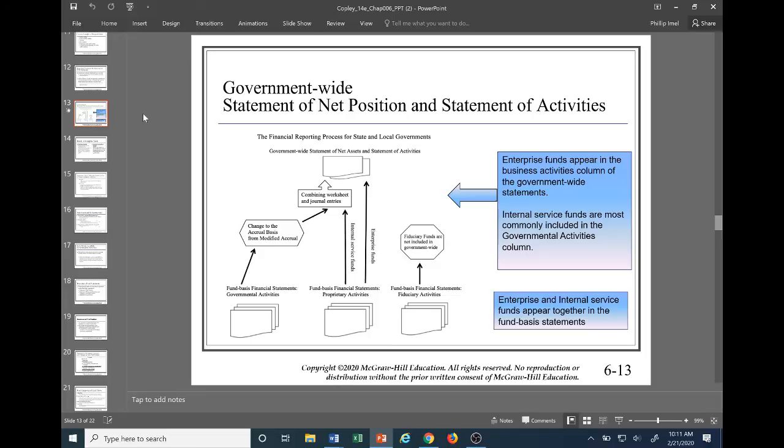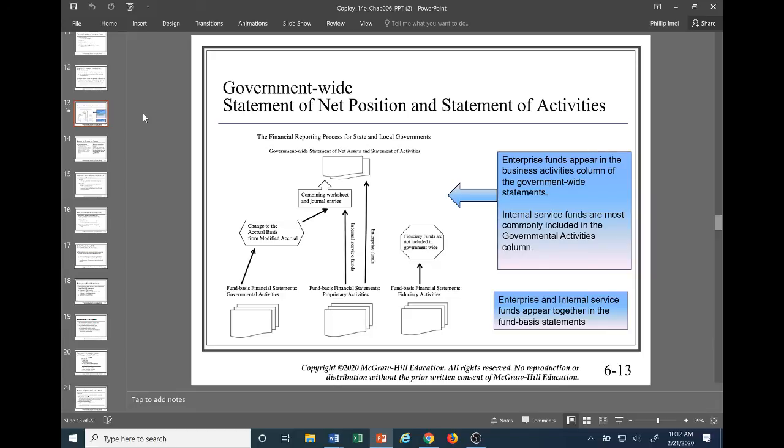Lastly, we can see that the fiduciary funds in the fund basis financial statements are not included in government-wide statements. Why is that again? It's not our money. We're just acting as a trustee, that third-party designee, and the name gives it away. Fiduciary means we're in a fiduciary capacity, just holding it in trust. If it's not part of the government's assets, we don't want to include it, because it would distort the overall picture of the actual financial position and financial strength of our government. So fiduciary funds are not included in government-wide.